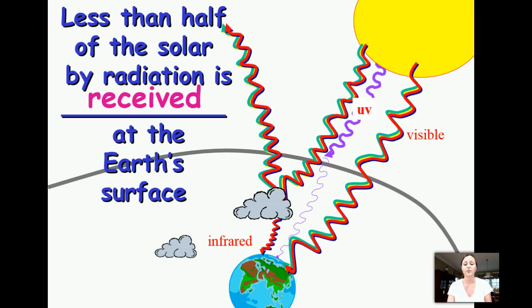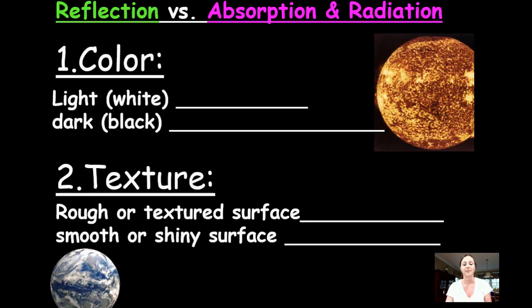Such as this diagram shows. It shows some of the wavelengths coming in and actually hitting the surface, but it also shows others that are getting reflected, and others that have been absorbed into the cloud and into the Earth and reflected back out.